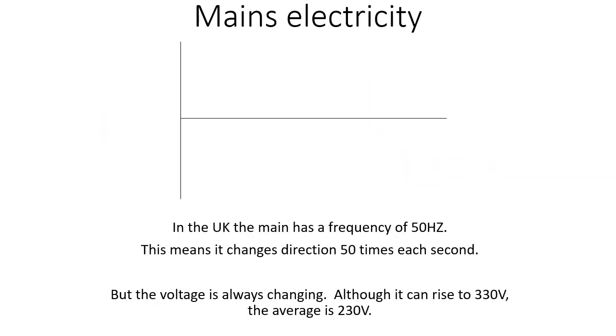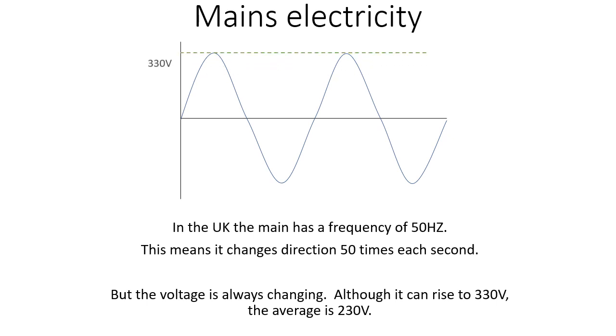The UK mains has a frequency of 50 Hz. This means that it changes direction 50 times every second. The peak voltage is 330 volts.